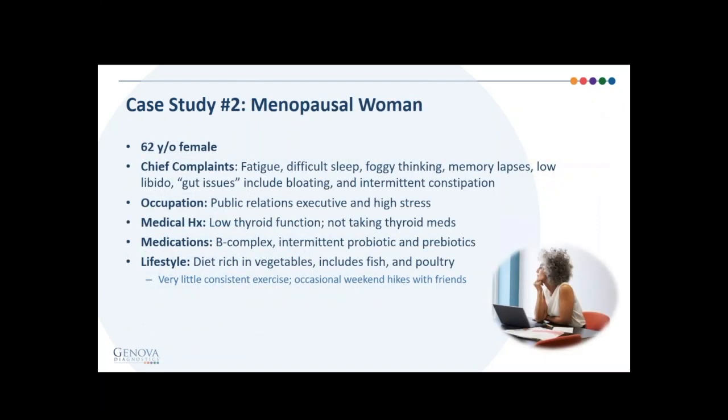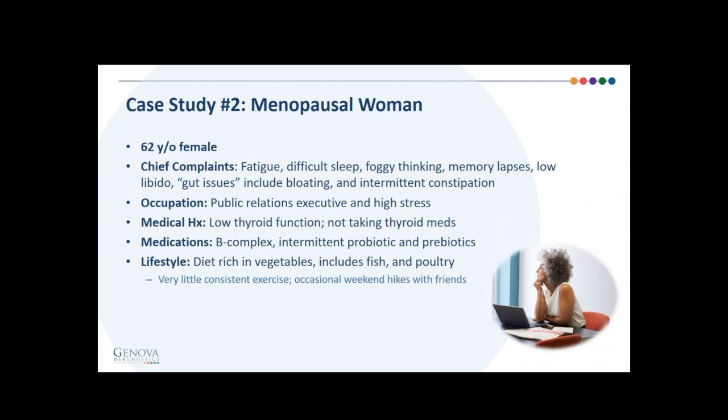Let's look at another case study. This is a menopausal woman. She's 62 years old. Her chief complaints are fatigue, difficult sleep, foggy thinking, memory lapses, low libido, gut issues, including bloating and intermittent constipation. Her occupation, she's in public relations. She's an executive with a high stress demand job.